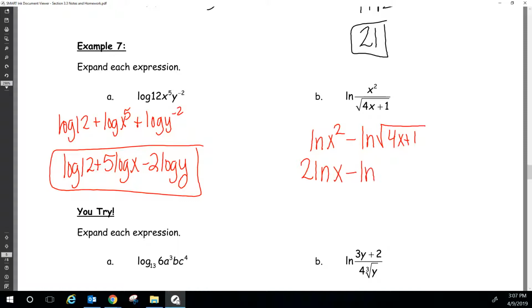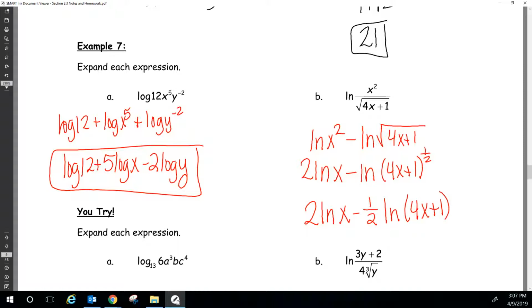The second one, I'm going to do a little bit of work. I know 4x plus 1, like we just talked about in the last video, is 4x plus 1 to the 1/2 power. And then I can move that power down in front. So this is 2 natural log x minus 1/2 natural log 4x plus 1.